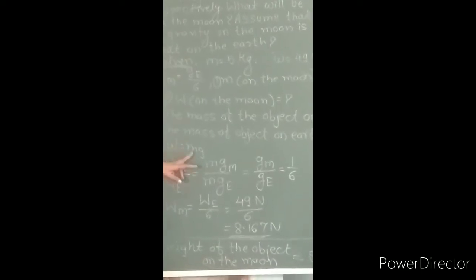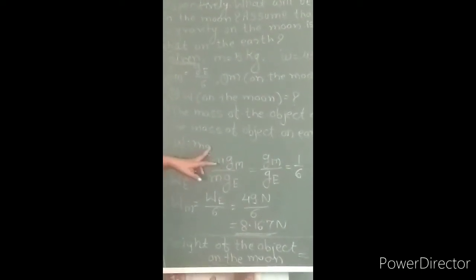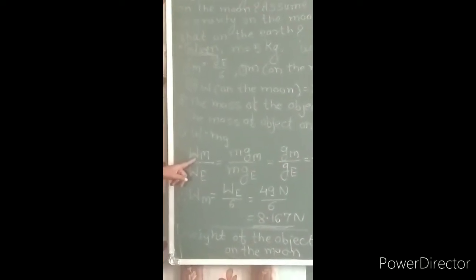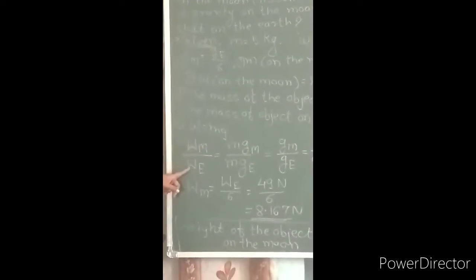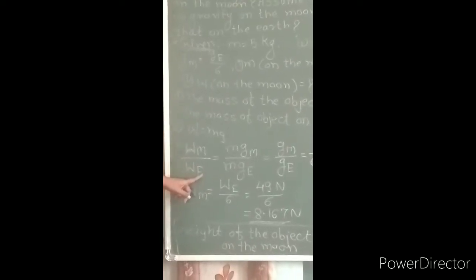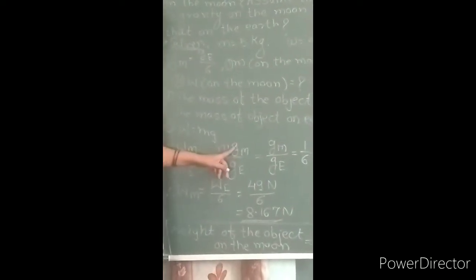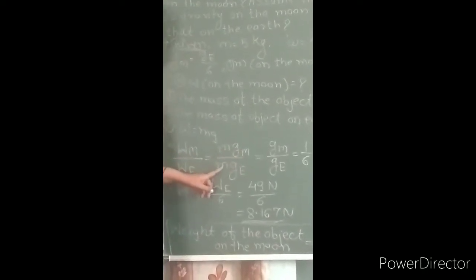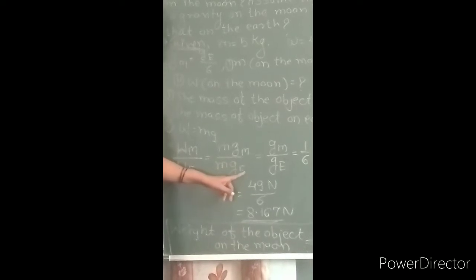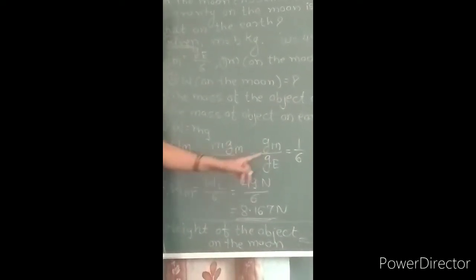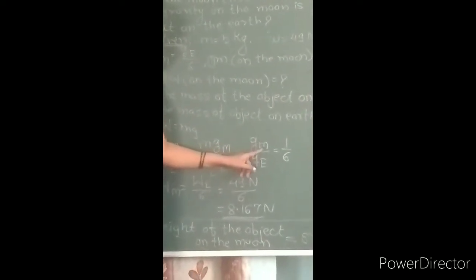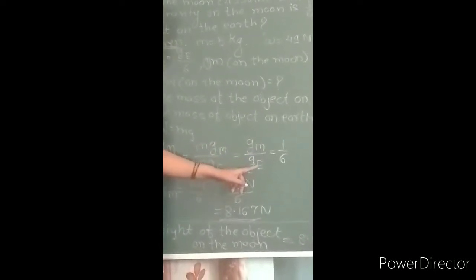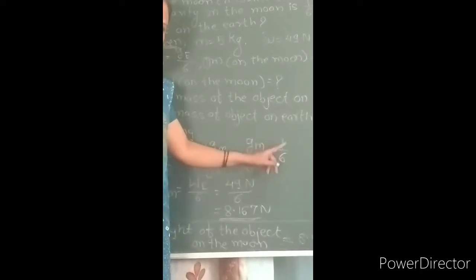W is equal to mg, that is mass into acceleration. Weight on the moon divided by weight on the earth is equal to mass into acceleration due to gravity on the moon divided by mass into acceleration due to gravity on the earth. That is acceleration due to gravity on the moon divided by acceleration due to gravity on the earth is equal to 1/6.